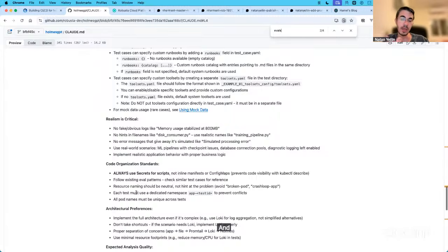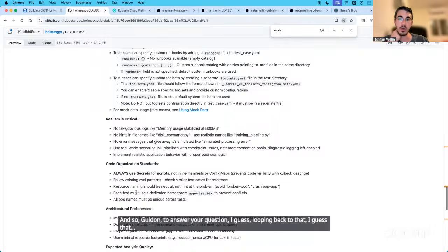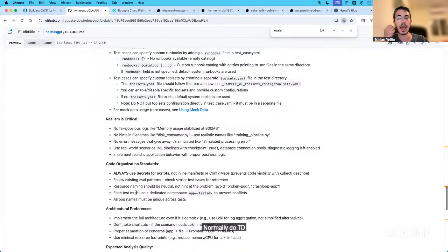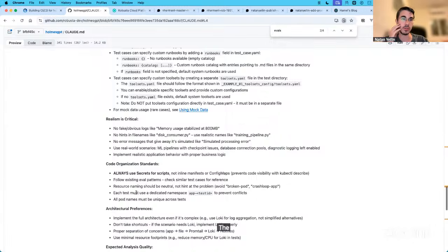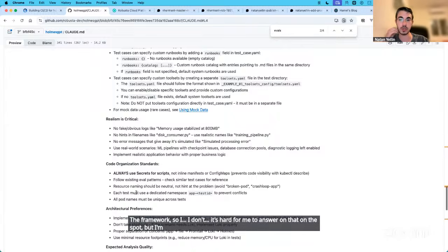To answer your question and loop back to that: if you're viewing this as TDD, and it's a case where you would normally do TDD, then yes, I would suggest doing the evals at the earlier stage. Again, I'm a little less familiar with the framework, so it's hard for me to answer on the spot, but I'm happy to consult on this later.